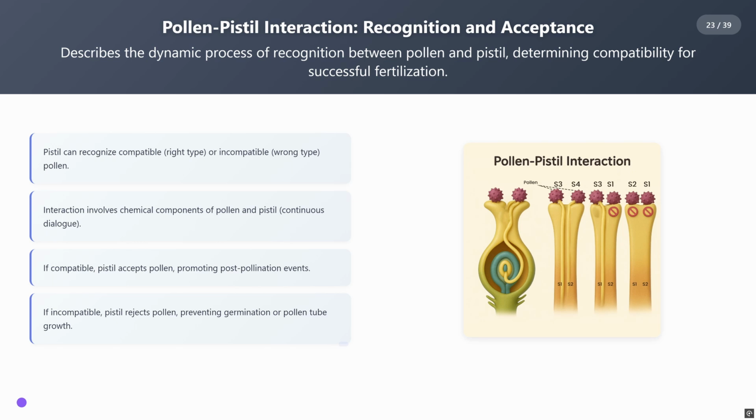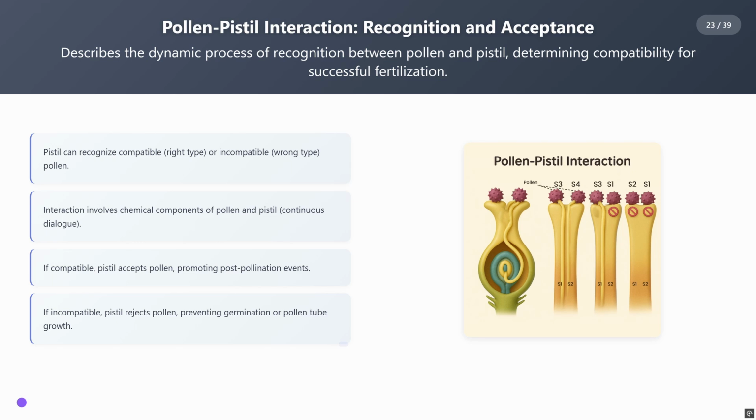A biochemical gatekeeper. Amazing. So this recognition, this dialogue, it's crucial. Absolutely. This ability of the pistil to recognize pollen and then accept or reject it is the result of this continuous chemical dialogue. Botanists are still actively researching the precise molecules involved in this complex recognition and response process. And what happens when the pollen is accepted? When it gets the green light, what's the next step in this interaction?